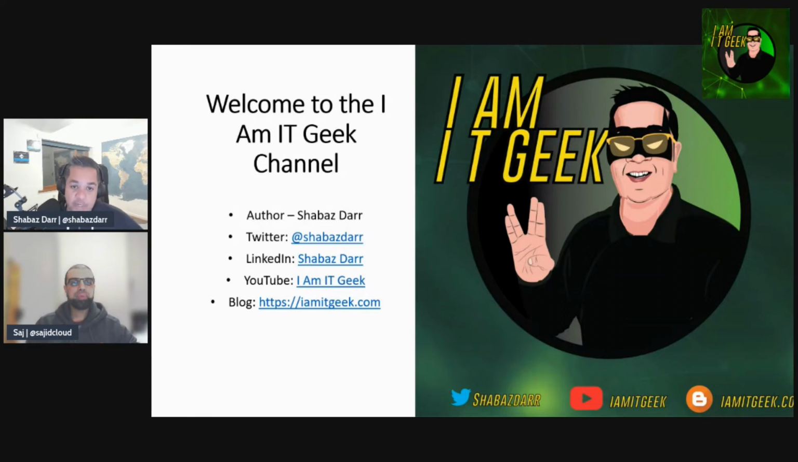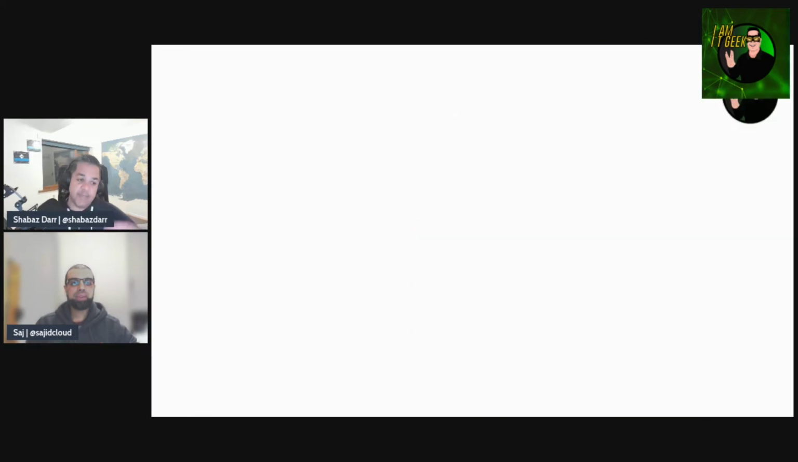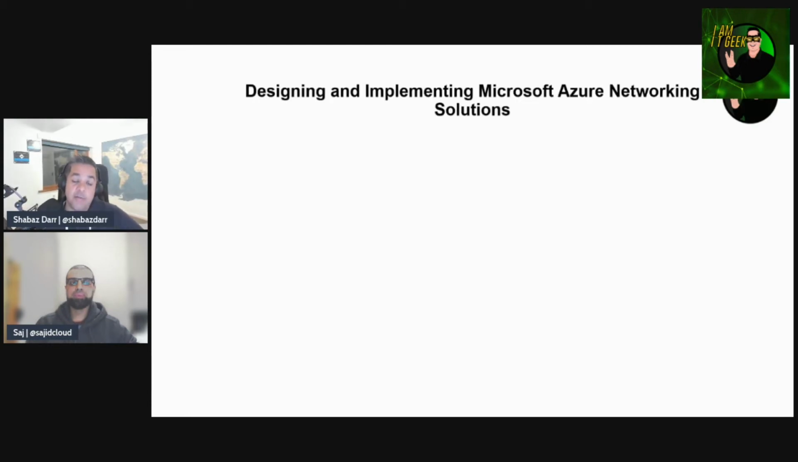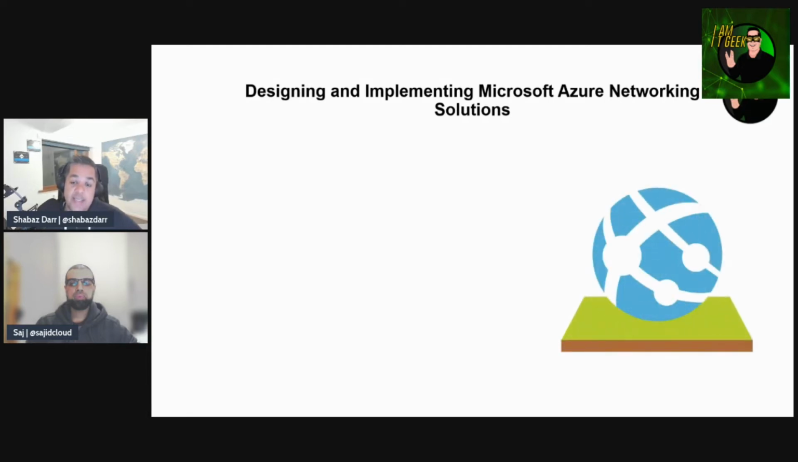I'm hoping you know who me and Saj are by now. We introduced ourselves at the beginning of the module and will reintroduce ourselves at the beginning of module 2. So let's go through what we're going to talk about today. This is the AZ700, designing and implementing Microsoft Azure Network Solutions. Today's episode is part 3 of the design, implement, and manage site-to-site VPN connections subtopic. This was a 3-parter, so this is the last part.